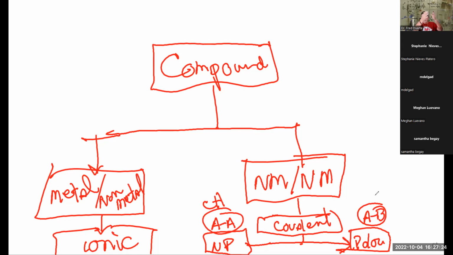And so that's your flow chart. I got a compound. If it's a metal-non-metal combination, it's ionic. That's it, done. Okay, if it's a non-metal combination, I got a covalent compound. To further classify it, determine if those two nonmetals are the same. If those two nonmetals are the same, or a carbon-hydrogen, I got a nonpolar bond. And if it's not the same, then I got a polar bond.